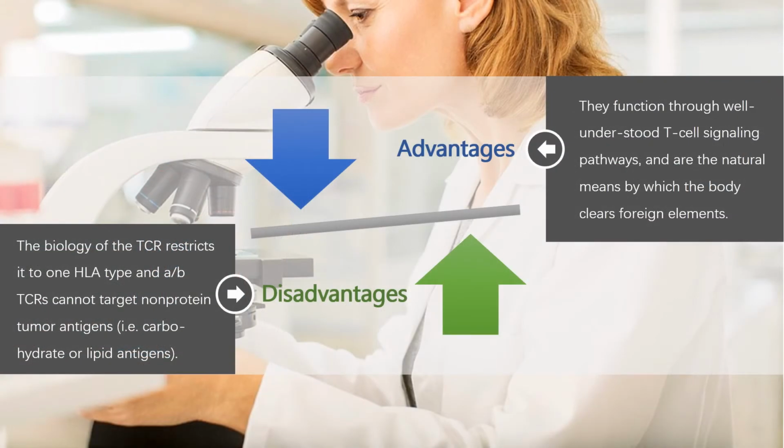The main advantage of using TCRs to target tumors is that they function through well-understood T-cell signaling pathways and are the natural means by which the body clears foreign elements. The main disadvantage of TCR-based anti-cancer therapies is that the biology of the TCR restricts it to an HLA type, and alpha/beta TCRs cannot target non-protein tumor antigens such as carbohydrate or lipid antigens.